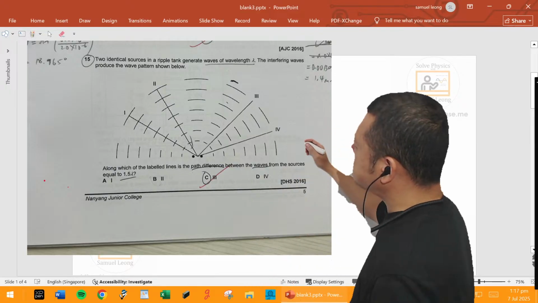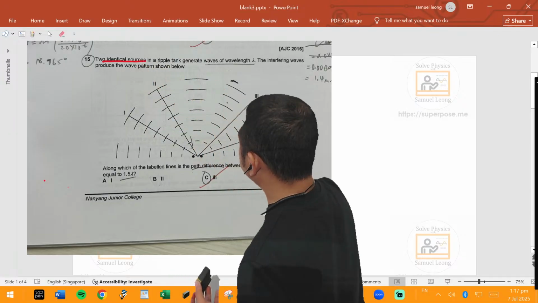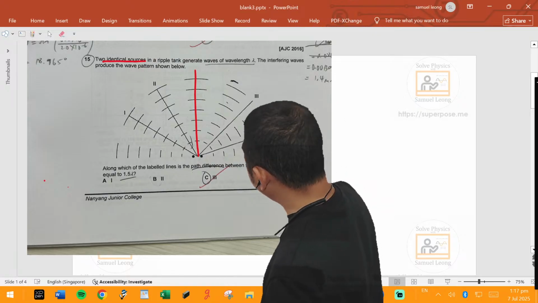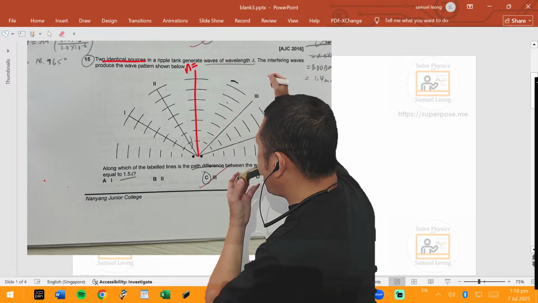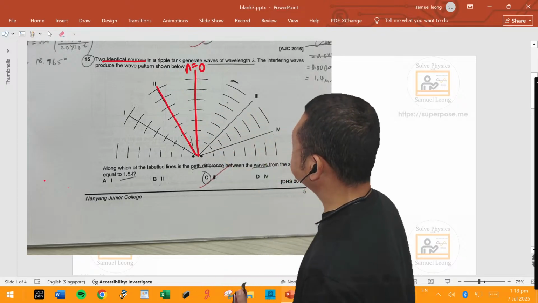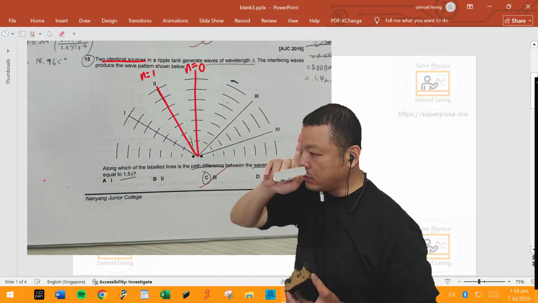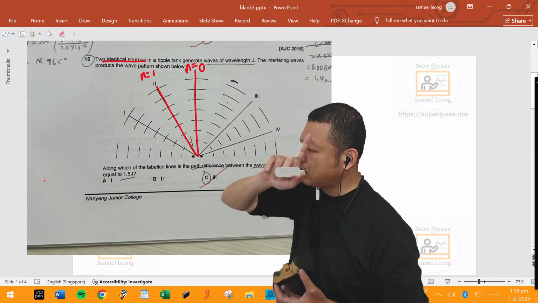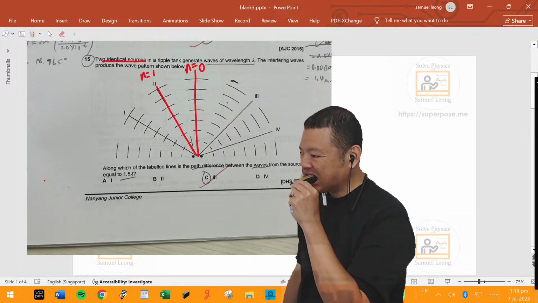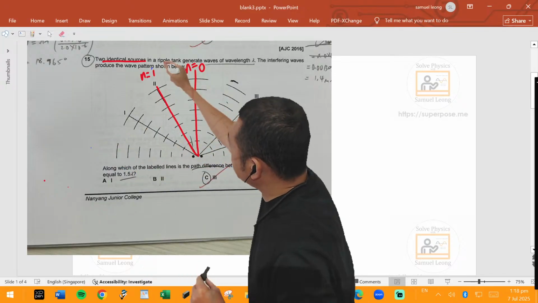Okay. So the thing is, identical sources. What's in the middle here? The n equals to what there? Then how about this one? What does a 1 represent? Other than that? Okay. The 1 represents one wavelength.